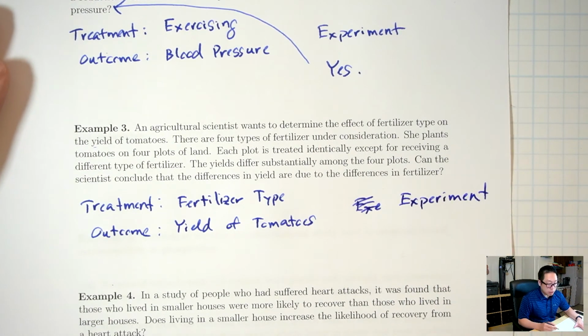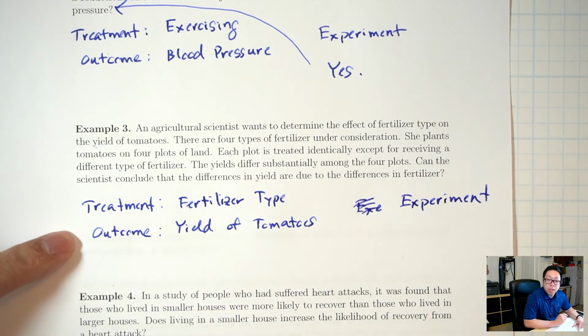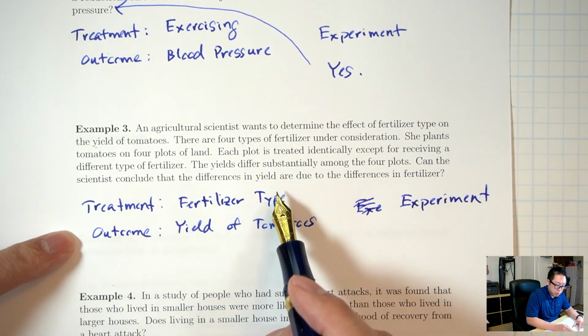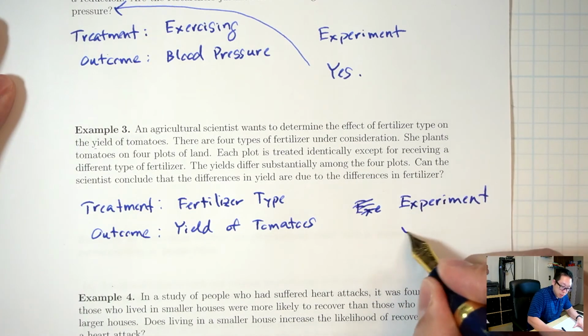Okay, and because it's an experiment, you can conclude that the fertilizer type affects the yield of tomatoes. So to answer the question, can you conclude that the differences in yield are due to the differences in fertilizer? And it's a yes here.